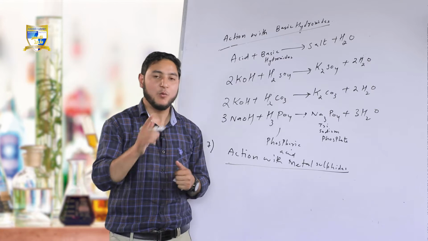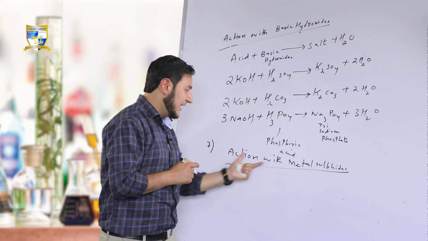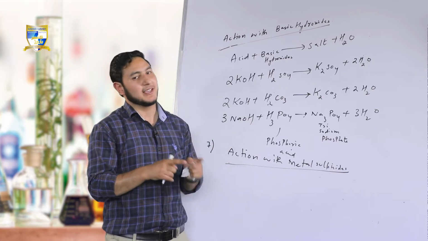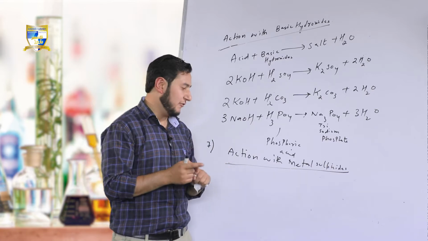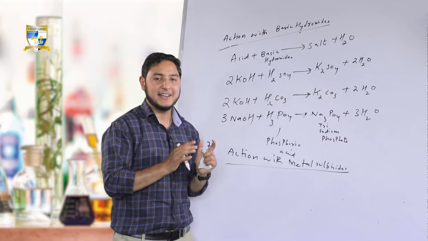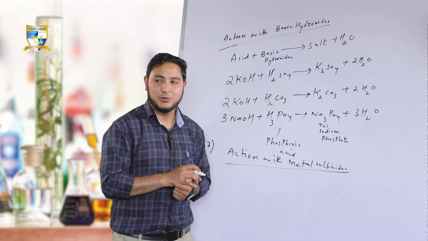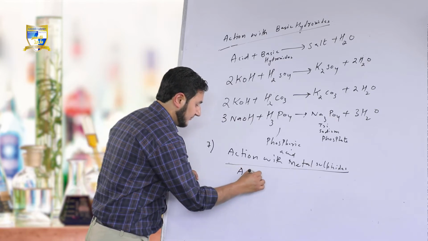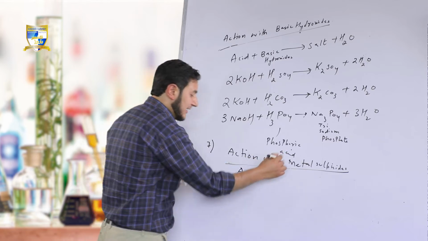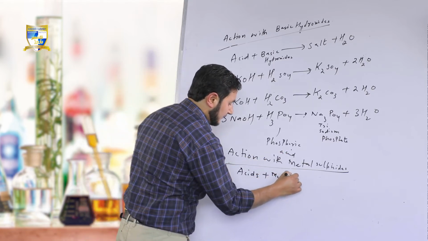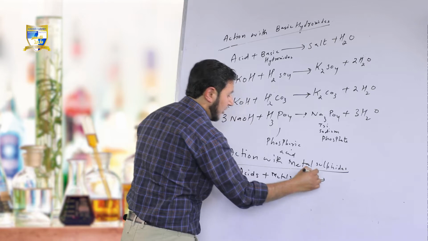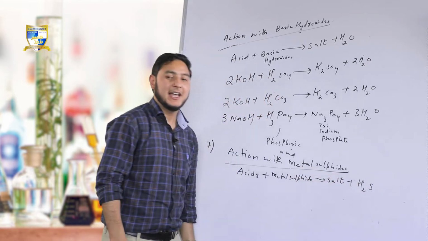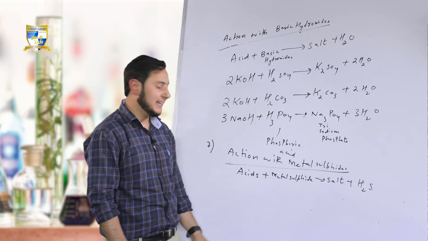I am repeating, what happens when acids react with metal sulfides? When acids react with metal sulfides, they form salt and there is liberation of hydrogen sulfide gas. Here I am writing: acids, when they react with metal sulfides, form salt and there is liberation of gas, that is H2S, hydrogen sulfide gas.